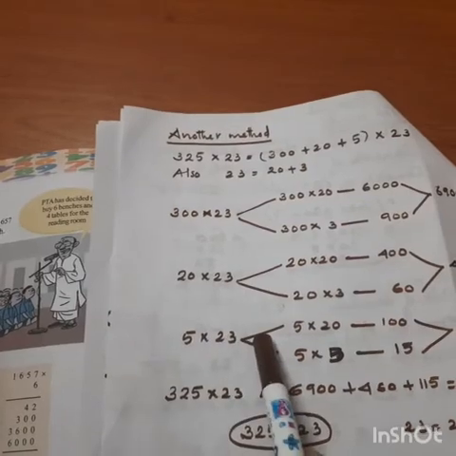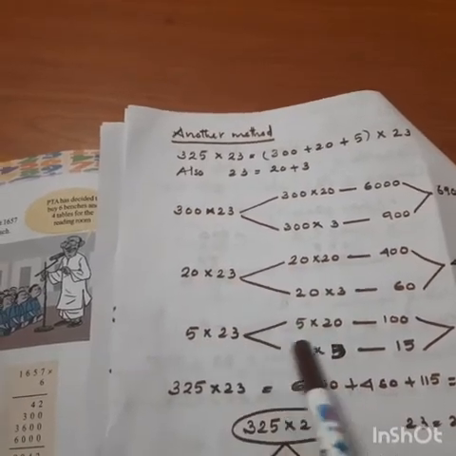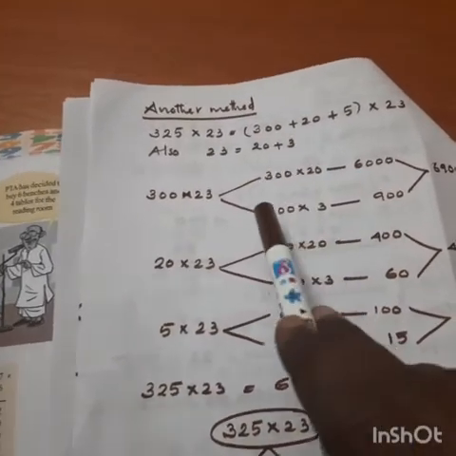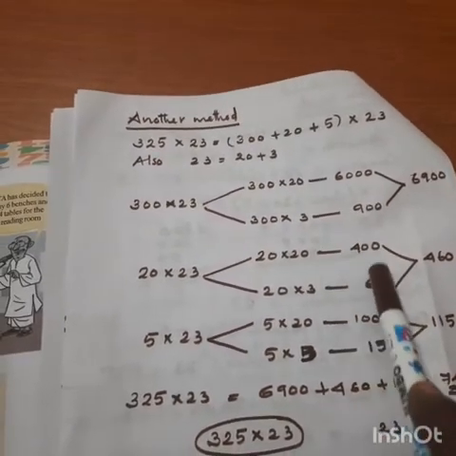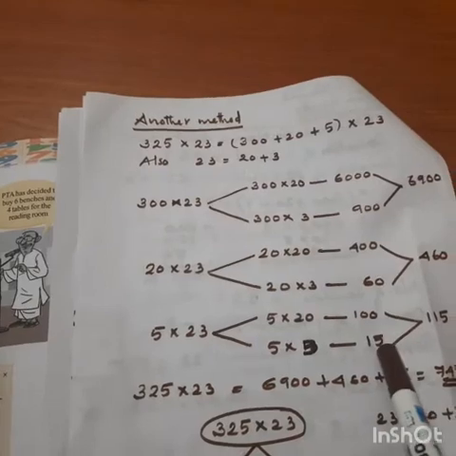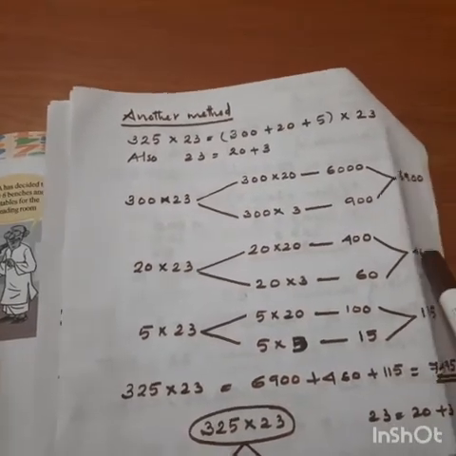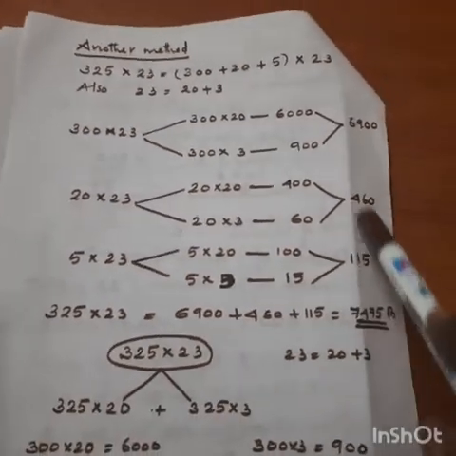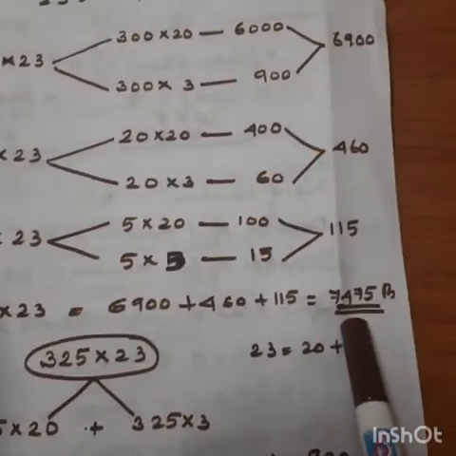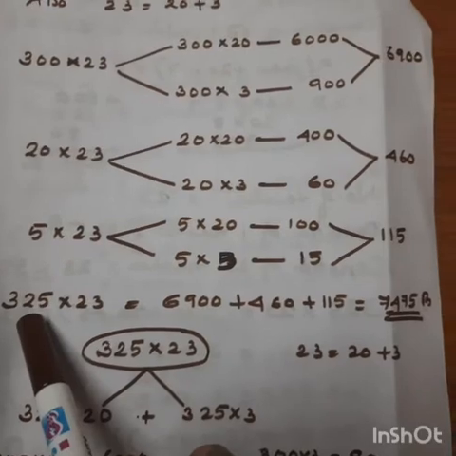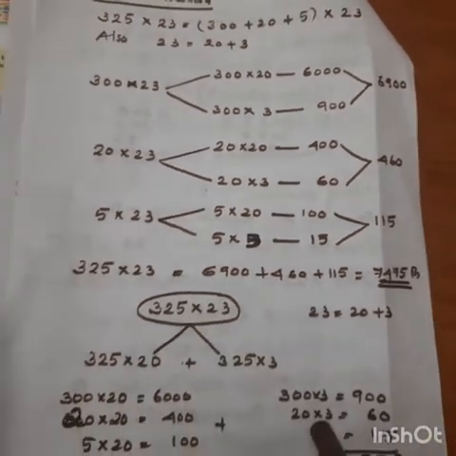Next, 5 into 23 is equal to 5 into 20 plus 5 into 3. Then the products are 6900, 460, and 115. Adding these three, we get 7475. That is the product of 325 into 23.